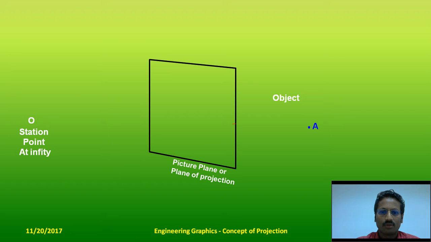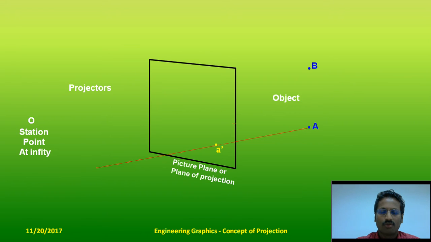Look at this. There's an object A, a point object. Then there's a station point which is going to be at infinity to realize the parallel projection. You have the picture plane or the plane of projection. The observer from infinity casts a ray on the object and it pierces at the point A dash.